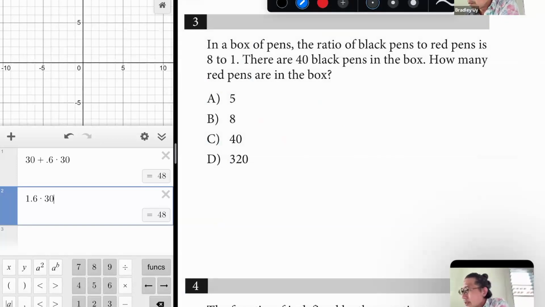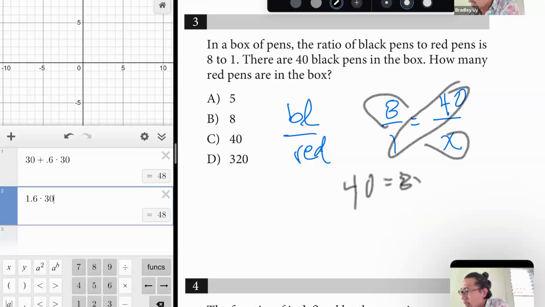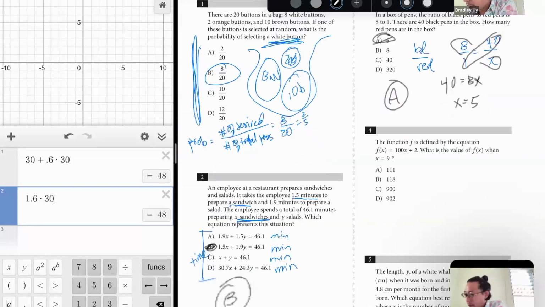The pens, black to red. I like this as a ratio, and I always start mine with words. The ratio is 8:1, and there are 40 black pens in a box, and we want to find out how many reds. If you remember from your algebra, one way to solve this is to cross multiply. So you have 40 equals 8x. After you divide by 8, you get x is 5. X is the number of red, and that's what they want, red pens. So the answer is A.